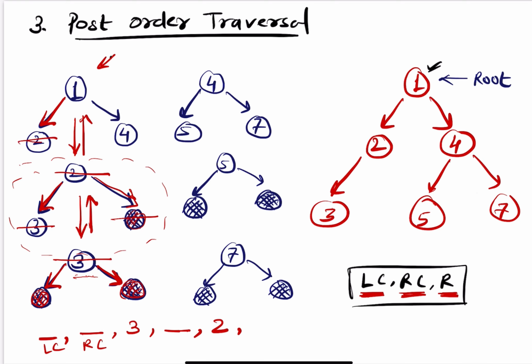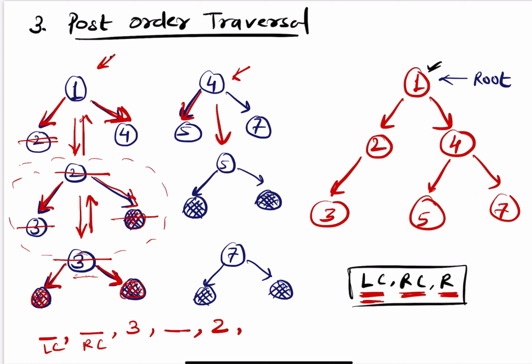Left child is processed. Then it's time for right child. So we will come this side. Now we are at the 4. So we will go to 4, which is here. Okay, so again, for this particular node we have to go to left child, which is 5. So we came here.